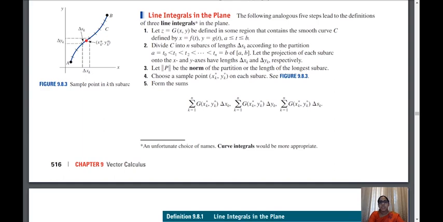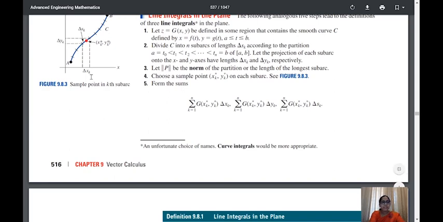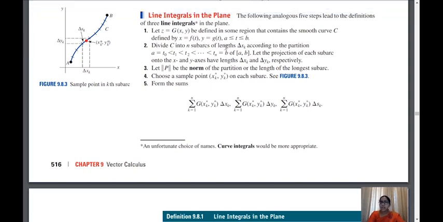What we are considering is the projection of each sub arc onto the x and y axes correspondingly, and we form the sums delta xk and delta yk. We can also form the length delta sk. Similarly, if P is this partition, norm P will be the length of the longest sub arc. In the definite integral, it was the length of the longest sub-interval. Here, it will be the length of the longest sub-arc.